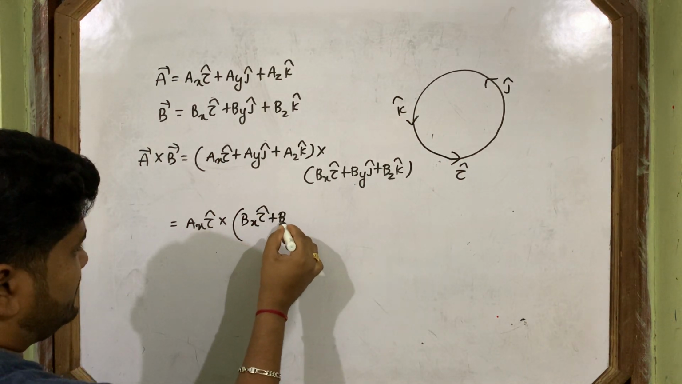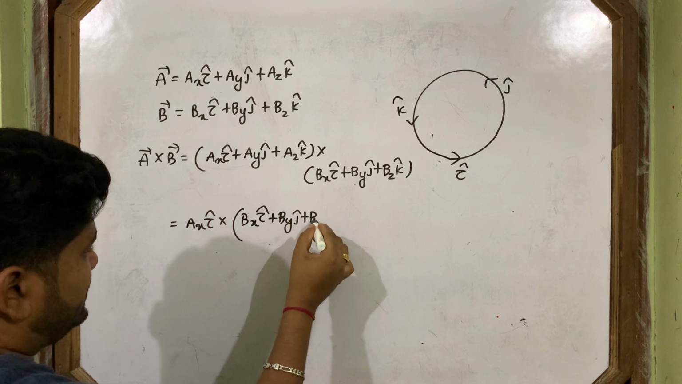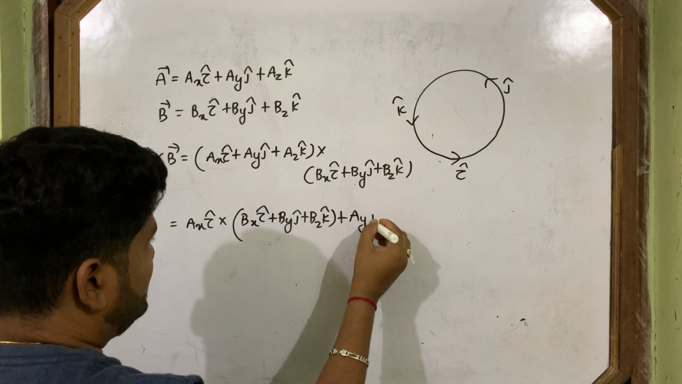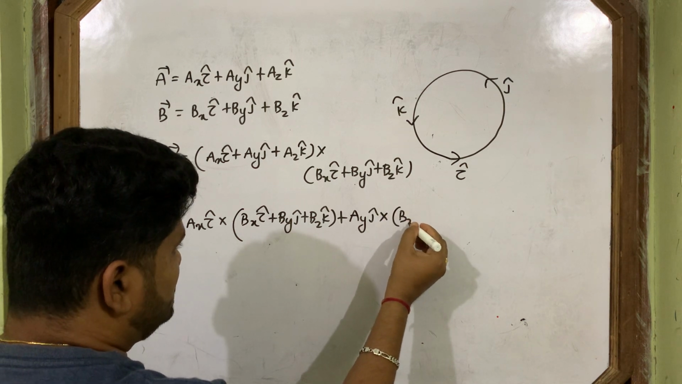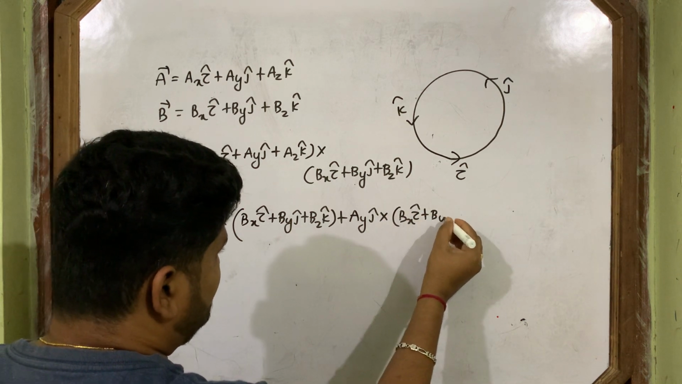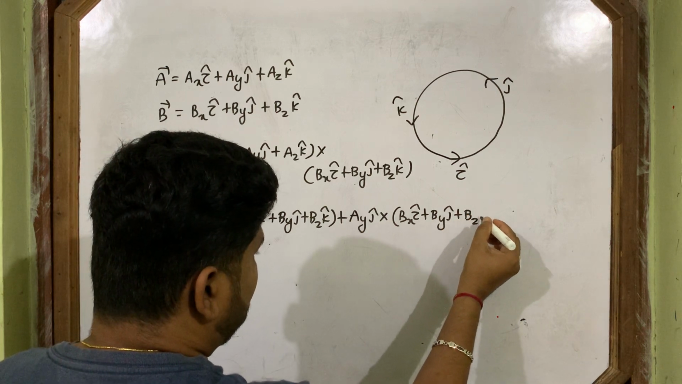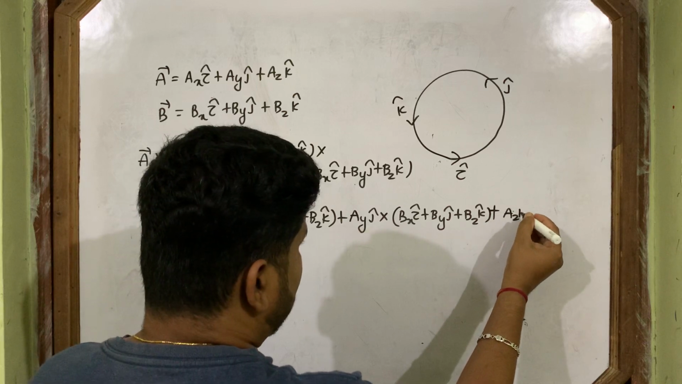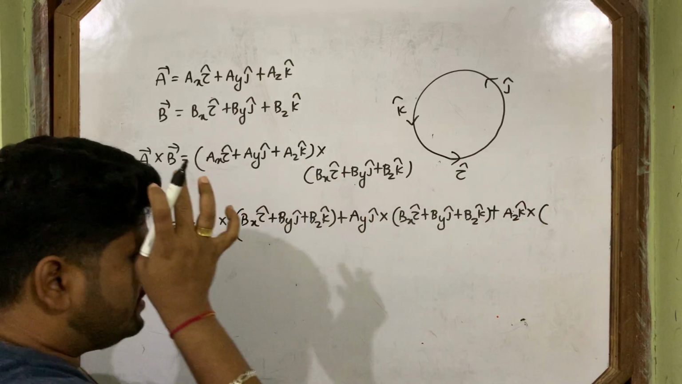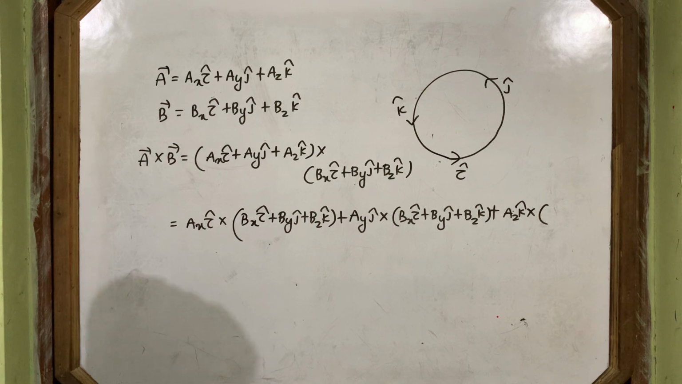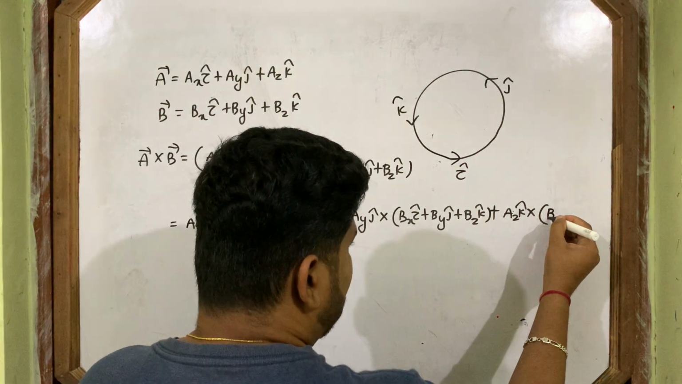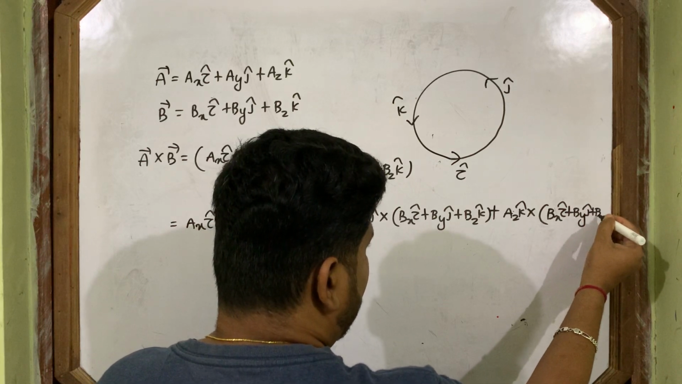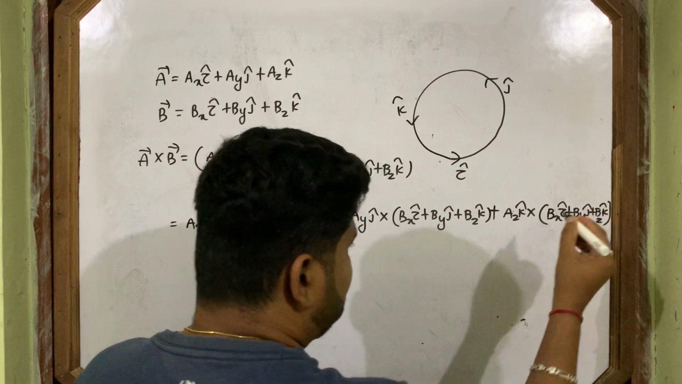First one, ax i cap cross bx i cap, by j cap, bz k cap. Then the second one, ay j cap cross bx i cap, by j cap, bz k cap. Then plus az k cap cross bx i cap, by j cap, bz k cap. Whenever any multiplication comes, you have to put the cross symbol.